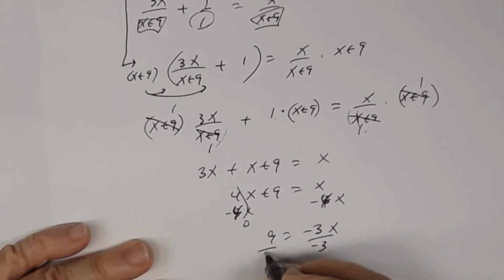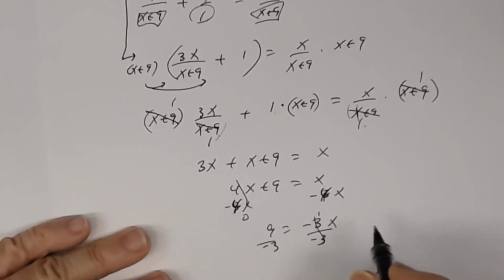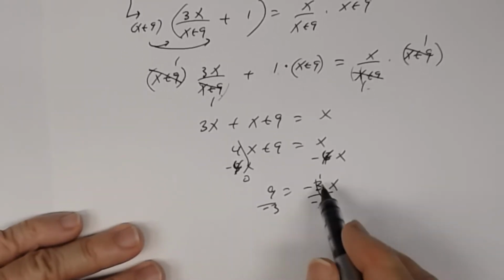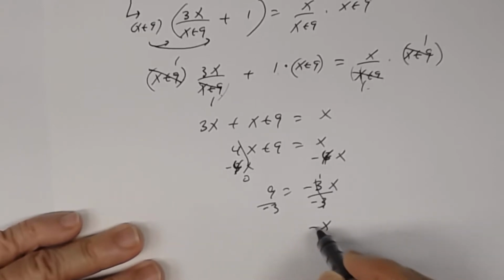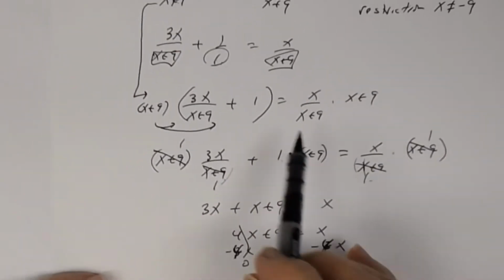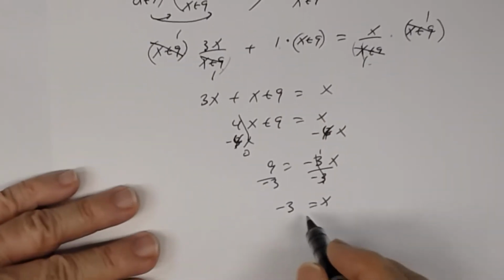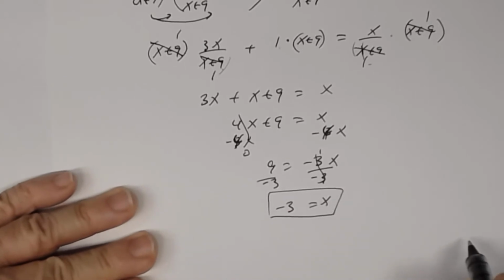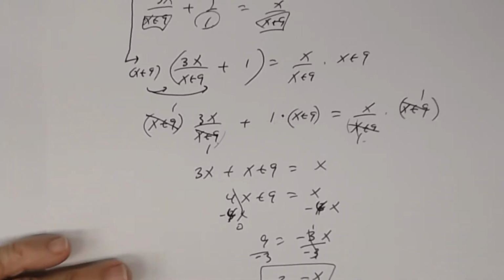Divide both sides by negative 3. And then reduce, I get negative 3 divided by negative 3 is 1. 1 times x is x. So I get x to be 9 divided by negative 3, which is a negative 3. Notice, though, that is not a restriction. So as long as I did this work correctly, this is a solution. All right, so that's the answer to number 1.